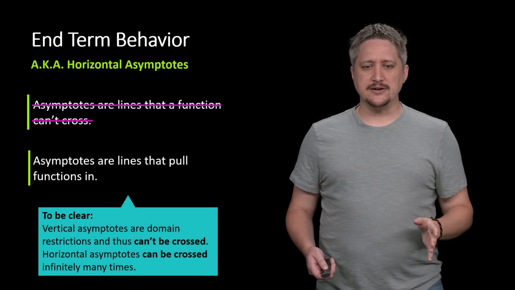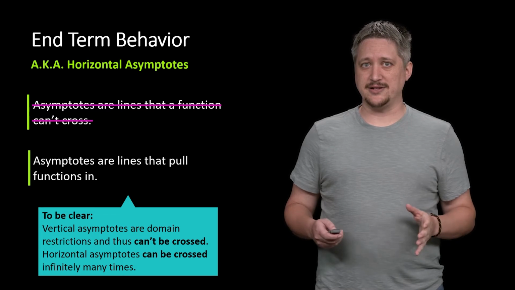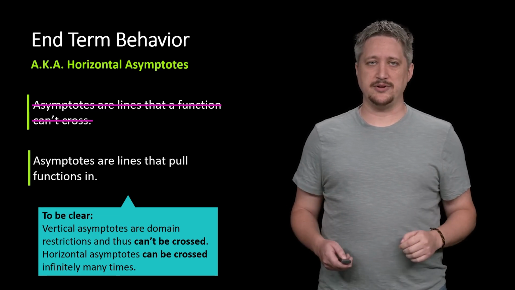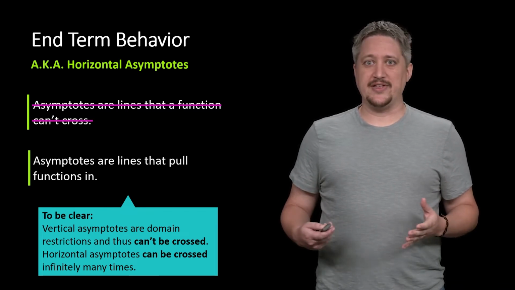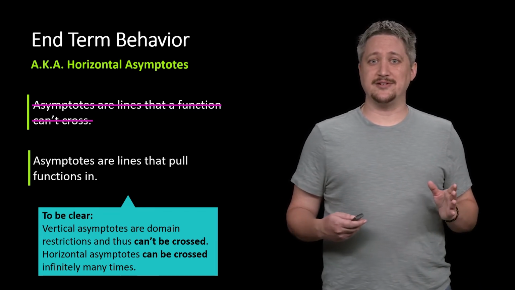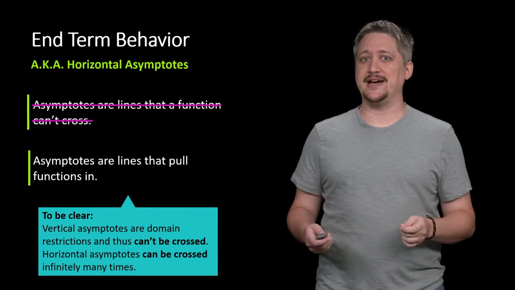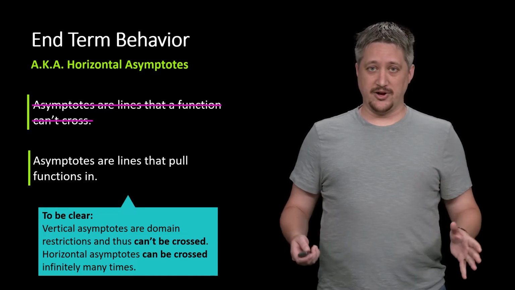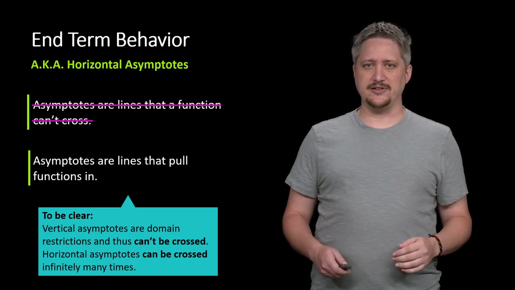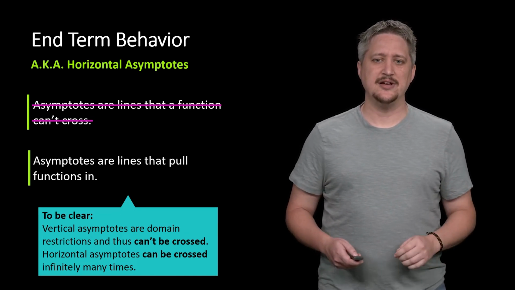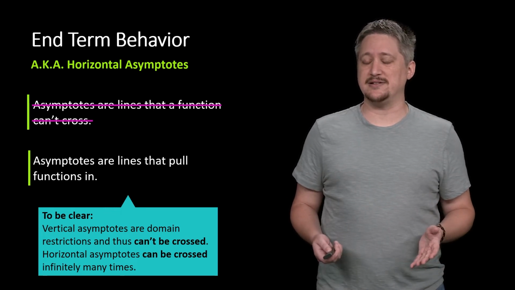Now, to be clear, vertical asymptotes are domain restrictions inherently, and we'll talk about that very soon in a whole bit about vertical asymptotes. But because they're domain restrictions, they can't be crossed. So it's not that it's an asymptote that's why it can't be crossed. It's because it's a domain restriction. That's the problem. But horizontal asymptotes, for example, and you may have heard of other ones which we're not going to be discussing in this video, like slant asymptotes, those other ones absolutely can be crossed. And in fact, they can be crossed infinitely many times.